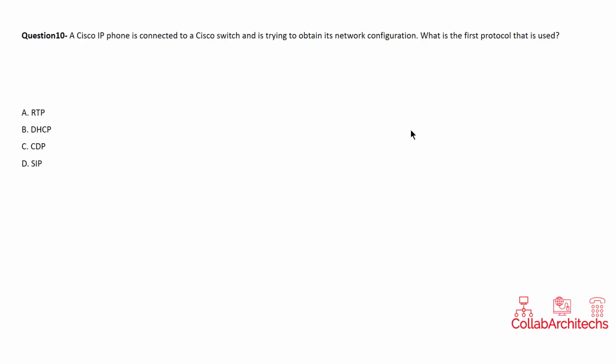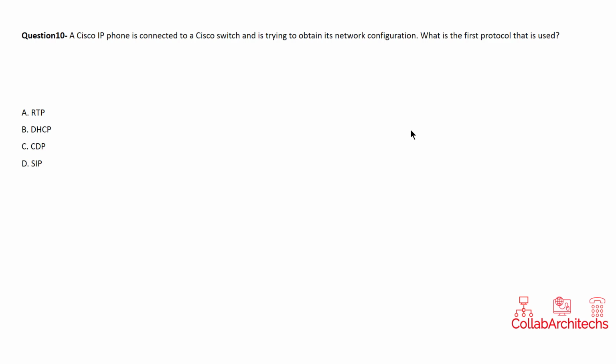Thank you. A Cisco IP phone is connected to a Cisco switch and is trying to obtain its network configuration. What is the first protocol that is used? We have four options. Option A is RTP, B is DHCP, C is CDP, and the fourth option is SIP. So this is something related to the Cisco IP boot up process.